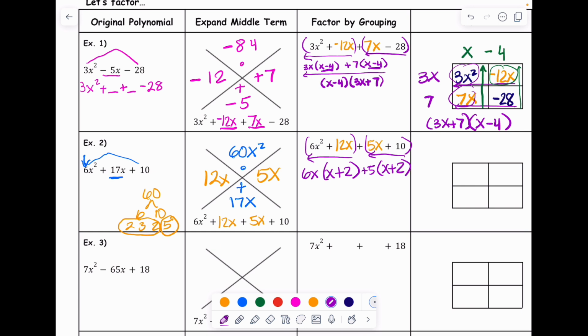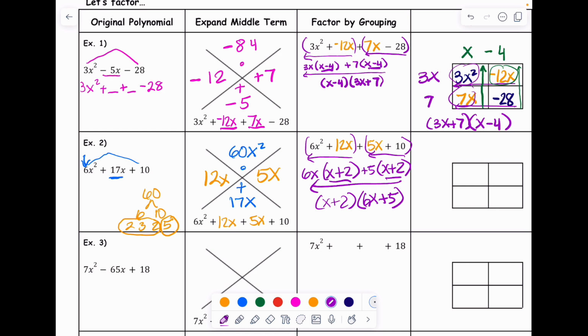And that's really special because now we're going to be able to factor out an x plus 2 because they both have that. And our leftovers are going to be 6x plus 5. So those are my factors.